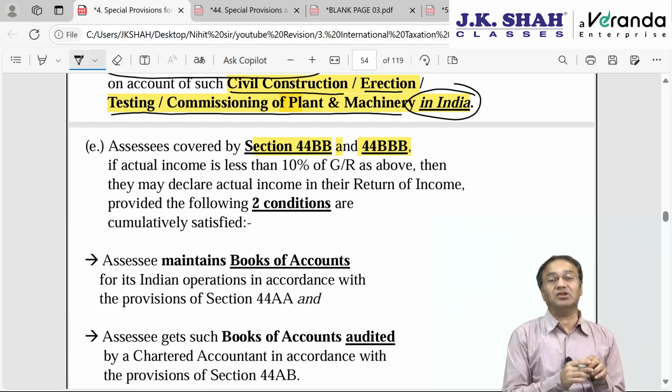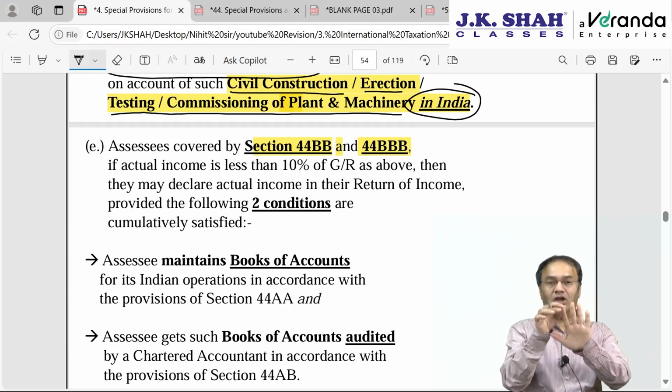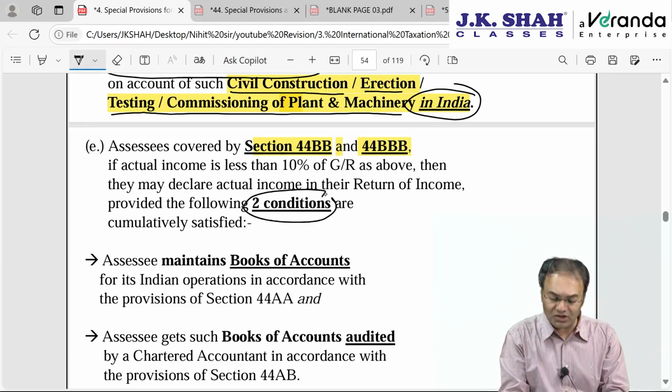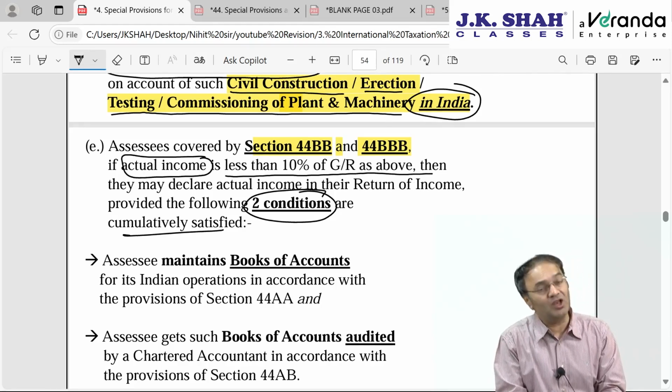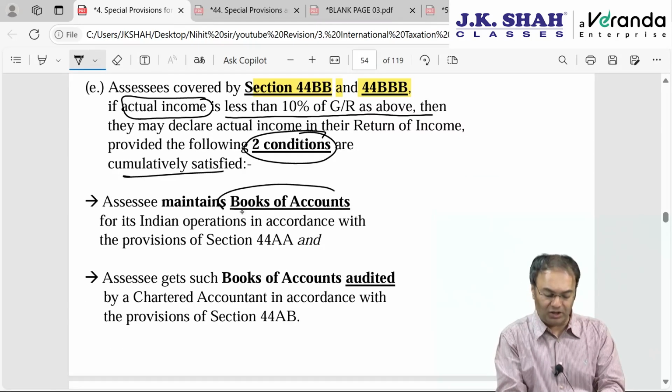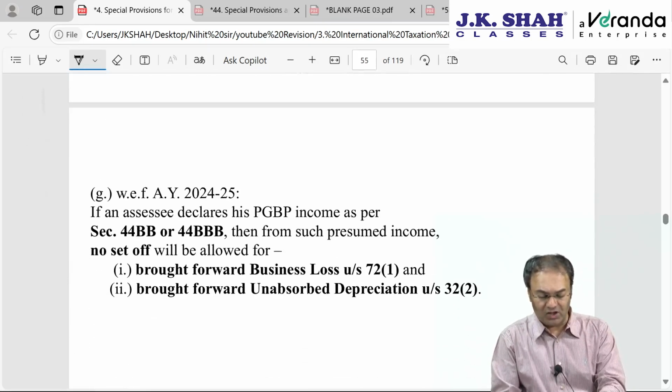Wherever the income percentage is 10% out of these 5 sections, one is 44BB and one is 44BBB. If 2 conditions are satisfied, then they can declare actual income if actual income is less than 10% of gross receipts attributable to Indian operation. Maintain books of accounts and get them audited and declare actual income.